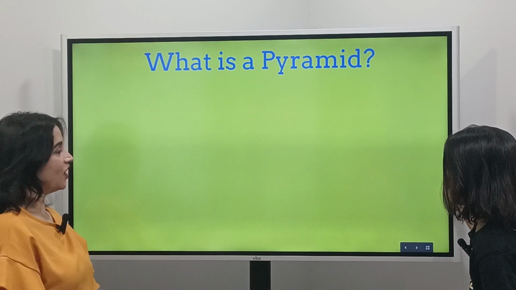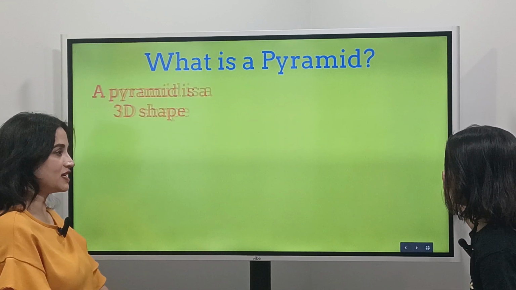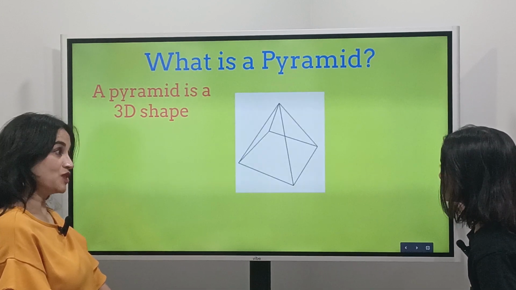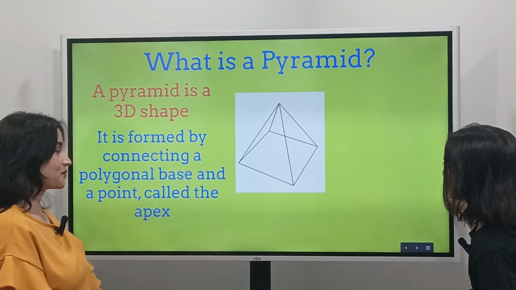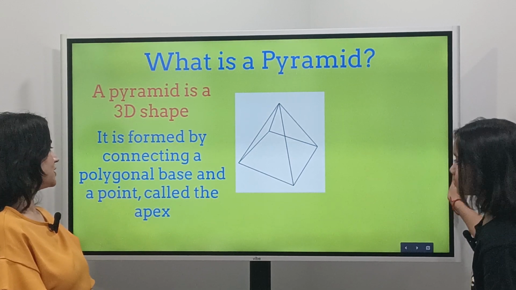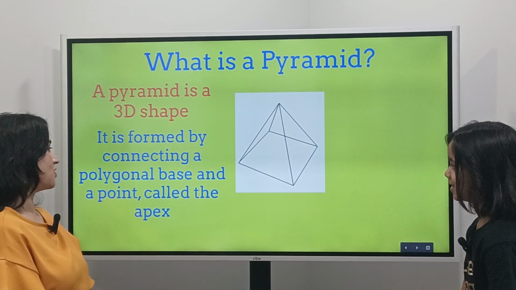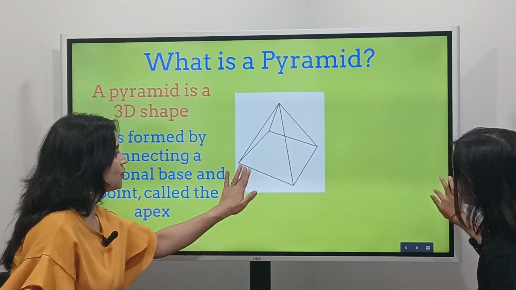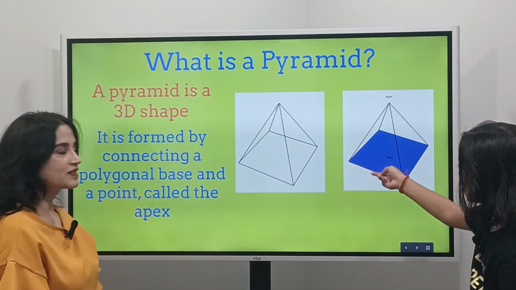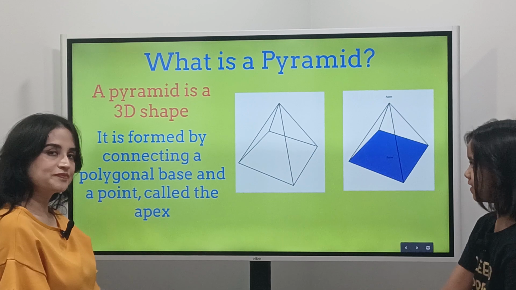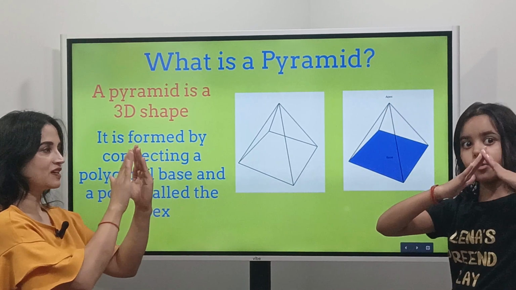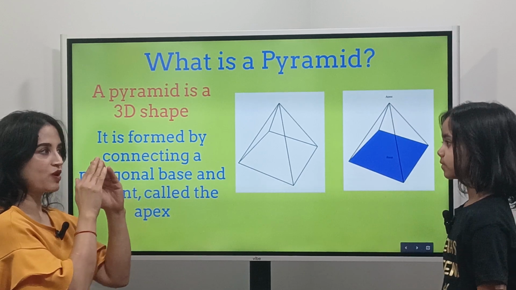Very good. Okay, so now it's the pyramid's turn. What is actually a pyramid? A pyramid is also a 3D shape. It is formed by connecting a polygonal base and a point called the apex. The blue part is the base where it stands, and the apex is the point where all the lines are meeting in one point.